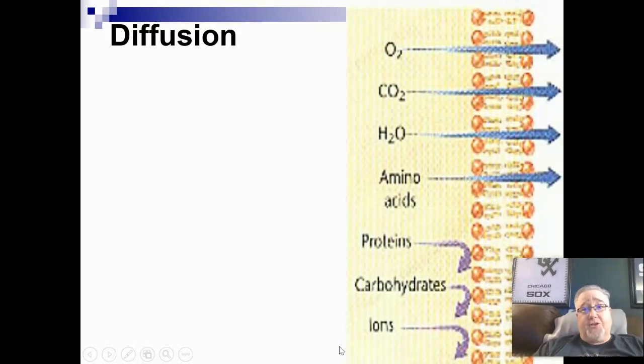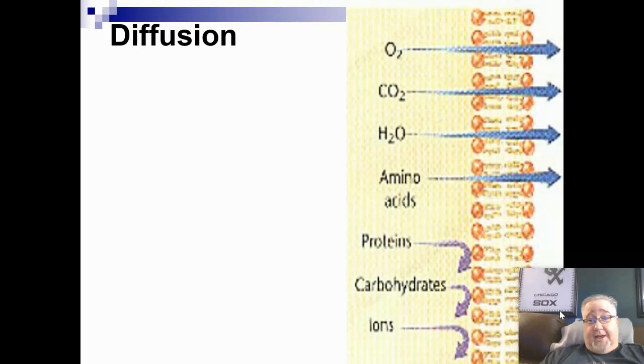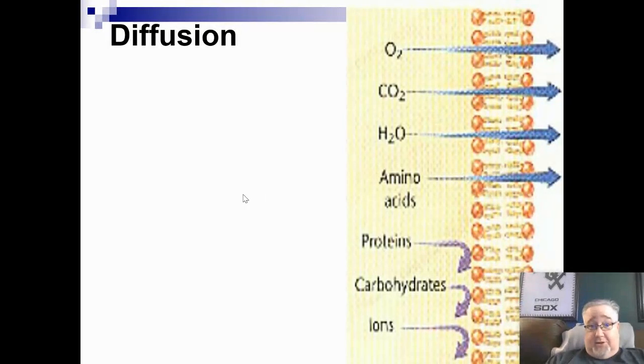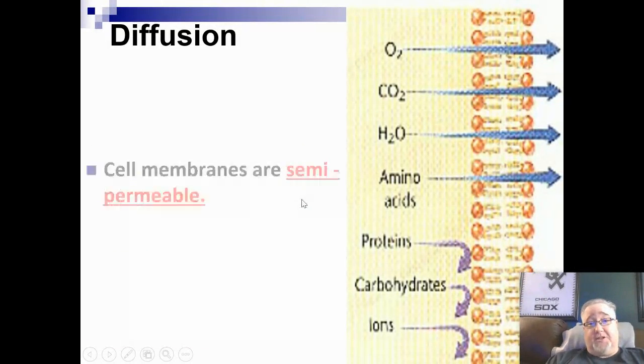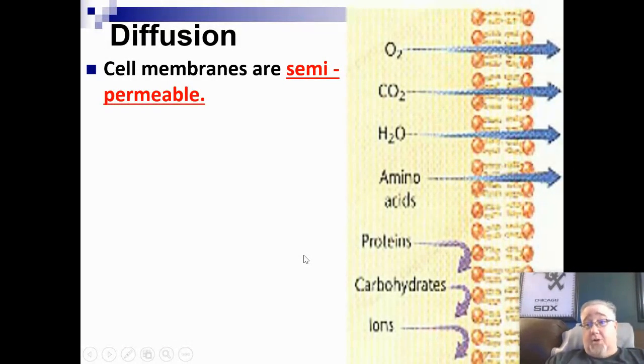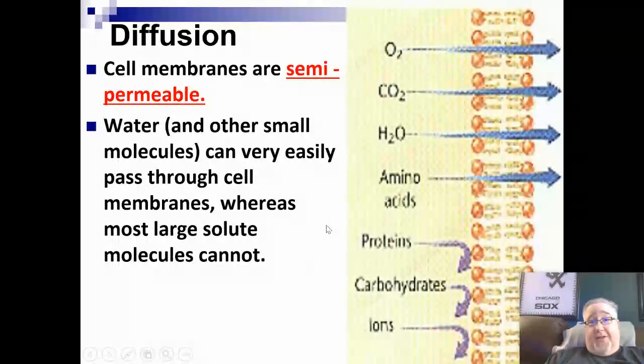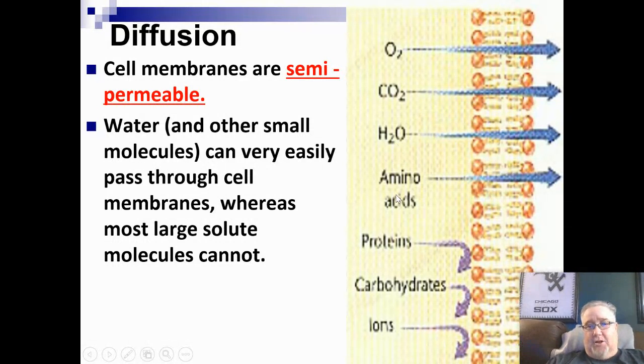Now, there's lots of things that can move across your cells this way. For example, remember your cells are what we call semi-permeable. So some things, like oxygen gas, carbon dioxide gas, water, and amino acids, which are really tiny little particles, can very easily move back and forth across your cell membranes.